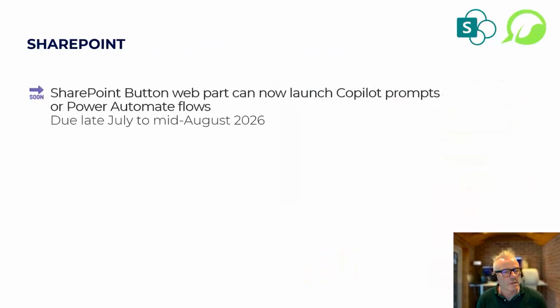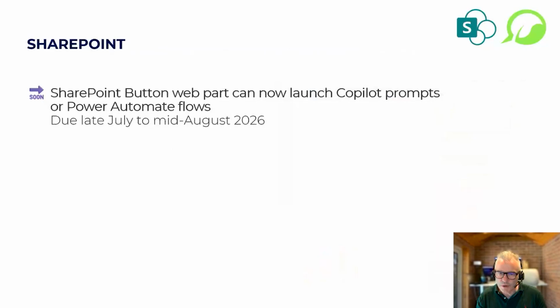Okay, some quick ones. SharePoint button web part can now launch Copilot prompts or Power Automate flows. This almost deserved a slide for itself, if I'm honest. However, there's very little to say about it. In the admin center, there weren't any images to go with it, and I didn't have it. So if I did a whole slide on it, there would be very little to say.